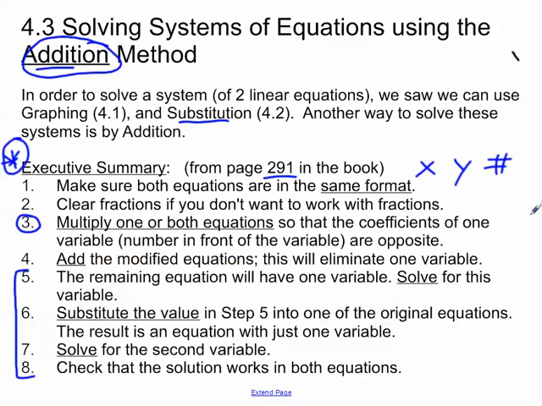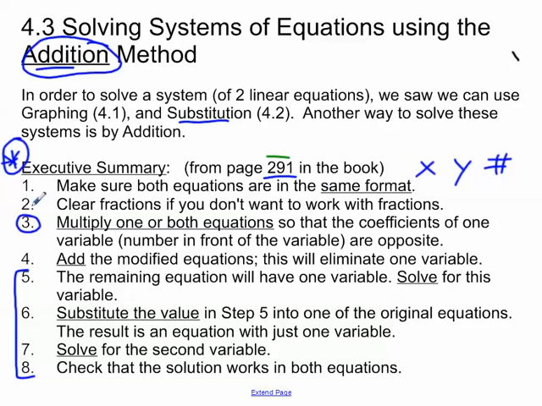Here are the steps that we need to follow. The executive summary is, again, from page 291 in our book. Make sure both equations are in the same format: x's on the same side of the equation, y's on the same side, numbers on the same side. Usually it's x's and y's on the left, numbers on the right, but it could be x's on the right, y's on the right, numbers on the left. That could be a valid way to proceed, as long as they're both in the same format, with x's on the left, y's on the left, and numbers on the right, something like that, you're okay to proceed.